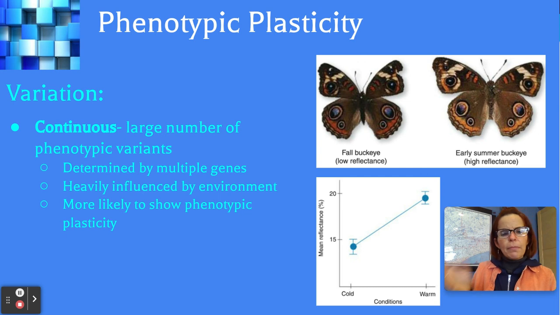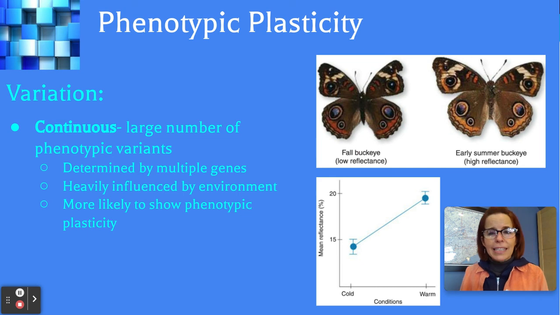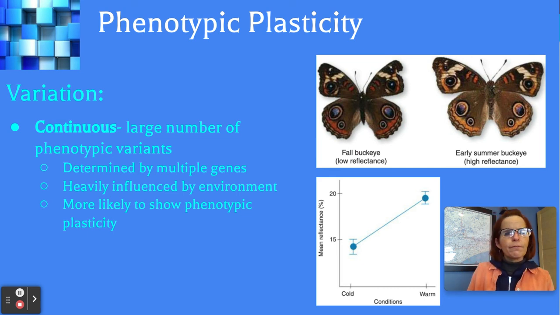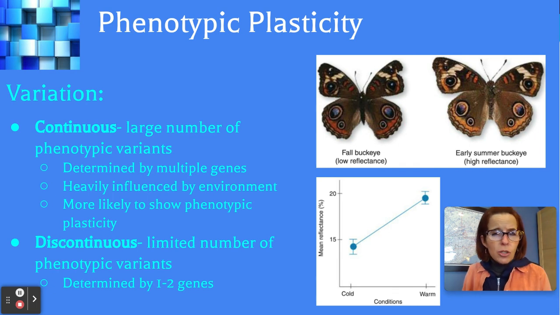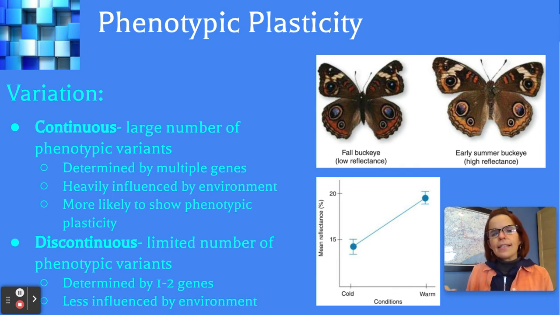So if there are multiple genes, it's heavily influenced by the environment, so it's more likely to show phenotypic plasticity, lots of flexibility in the phenotype. It's not just one or the other. Discontinuous, that's what I was talking about with like a red flower or a blue flower. Limited number of phenotypic variants. It's usually determined by just one or two genes, and that's less influenced by the environment.